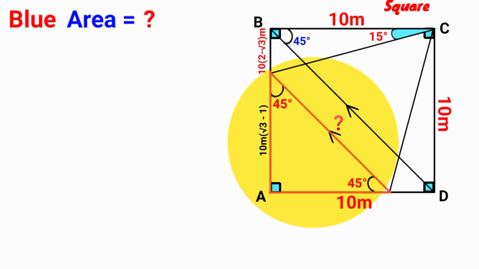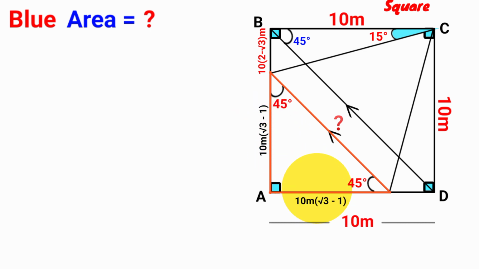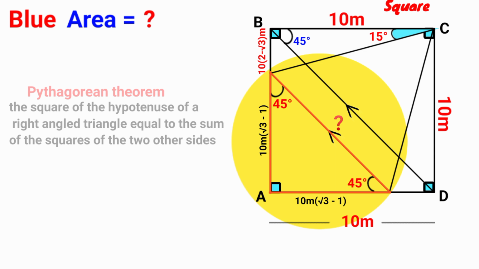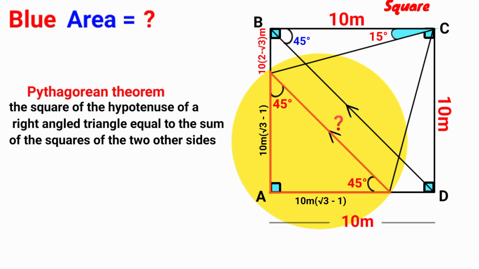The perpendicular sides of an isosceles right angle triangle we know are congruent. That is this and this. So since this is 10 meters (root 3 minus 1), this must also be 10 meters (root 3 minus 1). Still on the triangle, we can use the Pythagorean theorem to find the length of this side. It is the hypotenuse, let's say y.